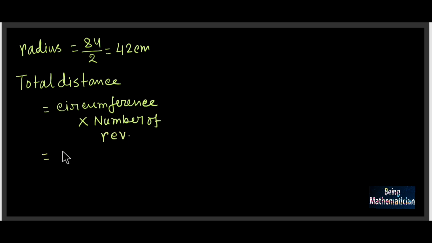So circumference is 2 into 22 by 7 into 42, and the number of revolution per second is 8. So let's calculate this. 12 into 8 into 22. So it is 2112 centimeter.